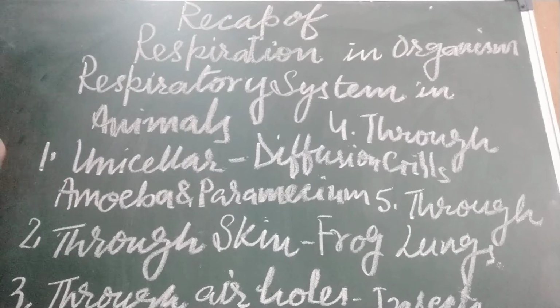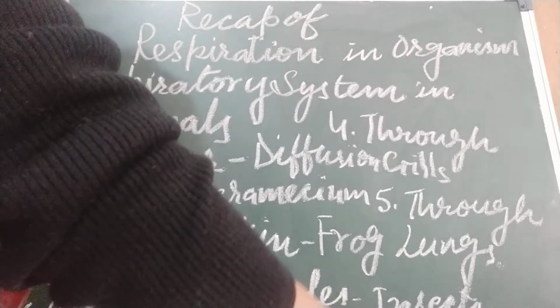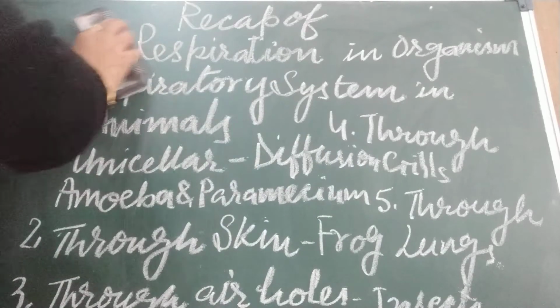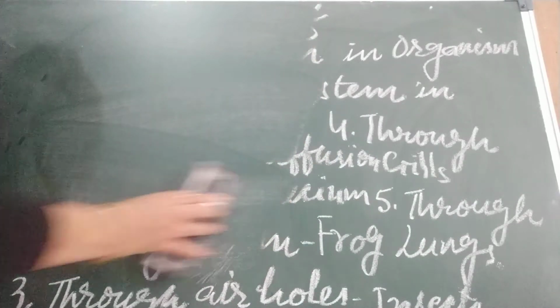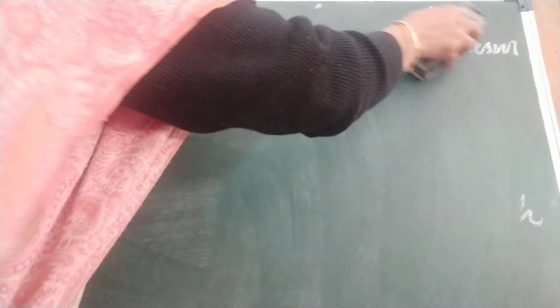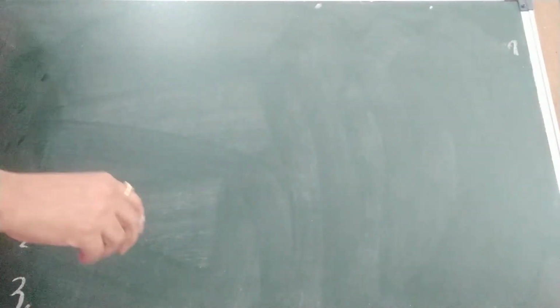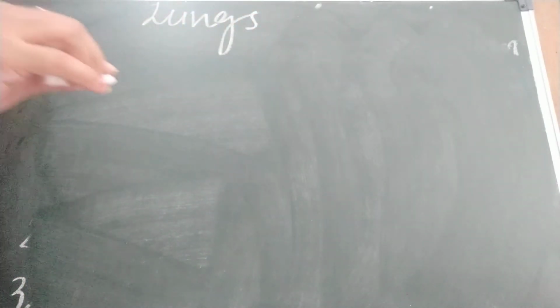Now come to the respiratory system in humans, through lungs. Humans respire through lungs. Children, where are the lungs located? In the chest cavity. They are protected by the ribs.